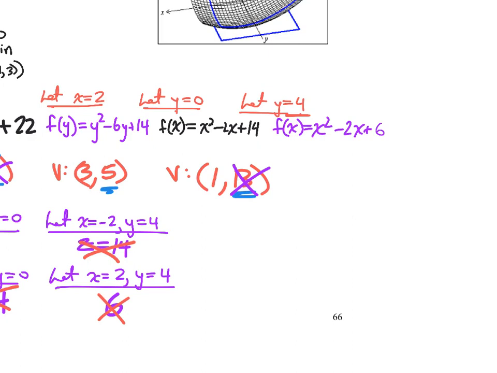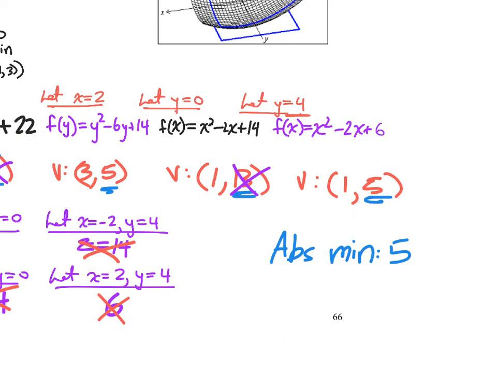All right, so my last possible case would be changing the 14 to a 6. Recompute. Same value for x, and we get a 5. Doesn't matter how many times the 5 occurs. We just need to know what the absolutely lowest value is. So absolute min 5, absolute max 22.